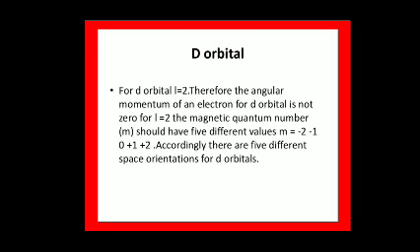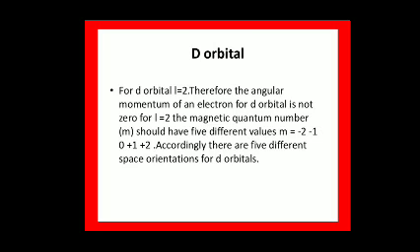D orbital. These d orbitals have a double dumbbell shape and five orientations: dxy, dyz, dzx, dx square minus y square, and dz square. For d orbitals, the l value is 2. Therefore, the angular momentum of an electron in a d orbital is not 0.